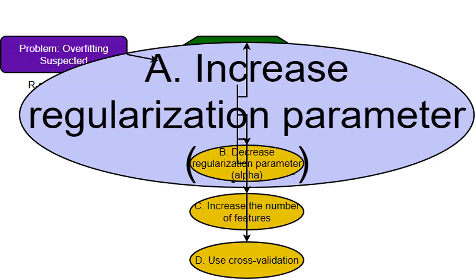Decreasing alpha weakens the penalty. The model becomes more flexible and can fit the training data more closely, but this increases the risk of overfitting to the training data. This might seem counterintuitive, but think of it as letting the model be more complex, which makes it more prone to errors on new data.